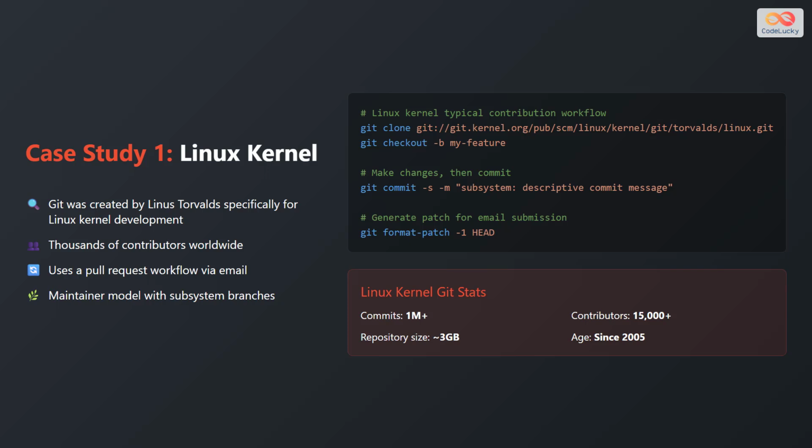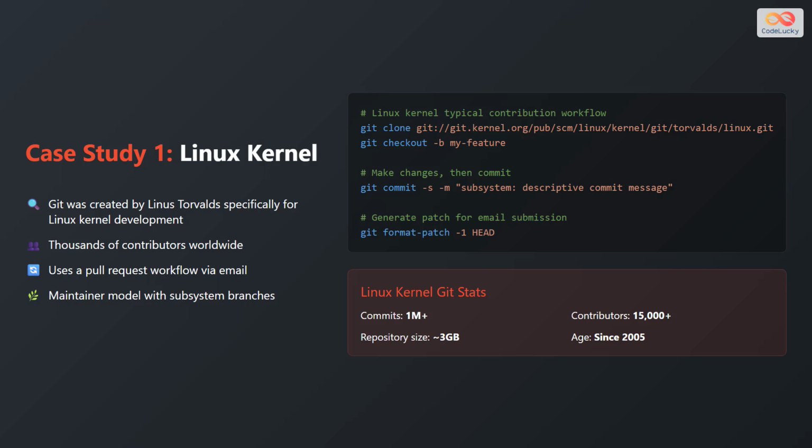Git was created by Linus Torvalds specifically for the Linux kernel development. It involves thousands of contributors worldwide. The Linux kernel uses a pull request workflow via email. It employs a maintainer model with subsystem branches. Here's the Linux kernel typical contribution workflow.